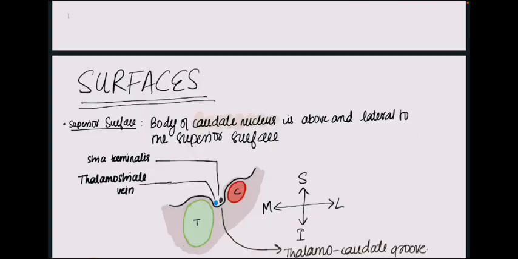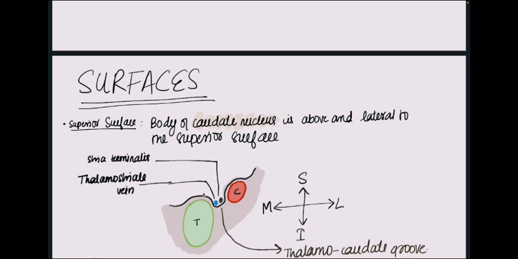Coming to the surfaces of thalamus. First is the superior surface. The superior surface is related above and lateral to the body of the caudate nucleus. In the diagram, we can see the thalamus, and above and lateral to the thalamus is the body of caudate nucleus. Between the thalamus and the caudate nucleus, we have the thalamocaudate group.